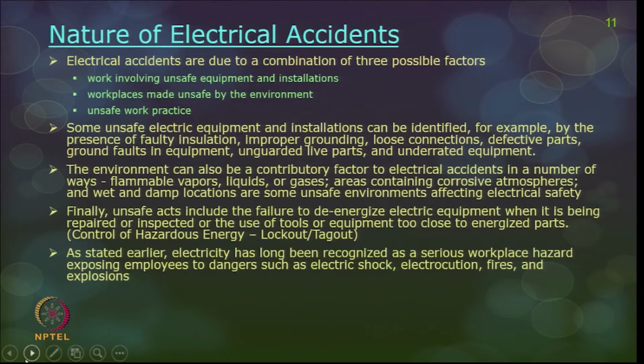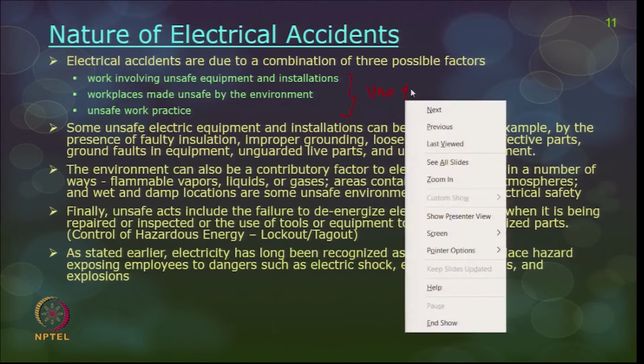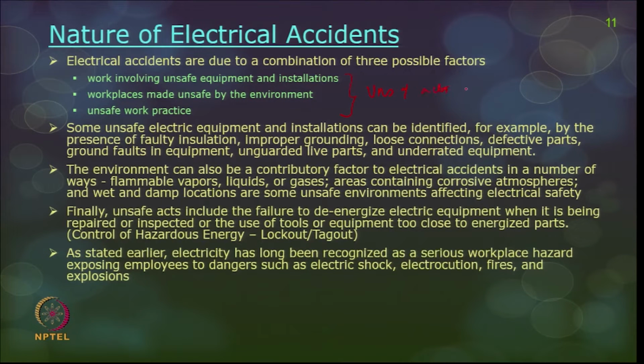Now, what are the different electrical hazards or electrical accidents? Most of these electrical accidents, if you see, are primarily due to a combination of 3 probable factors. It may be one or a combination of any of these 3 factors. Number 1 is work involving unsafe equipment and installations, workplaces made unsafe by the environment, or unsafe work practices. If you see all 3 of them, it looks like most of them are related to unsafe acts and unsafe conditions only, and which could be easily avoided.